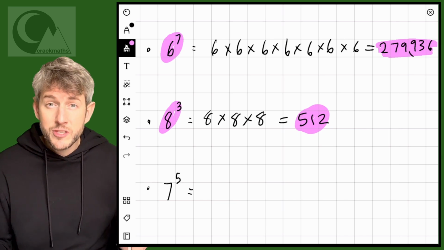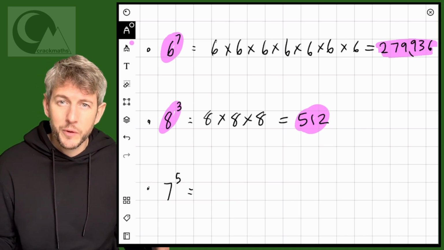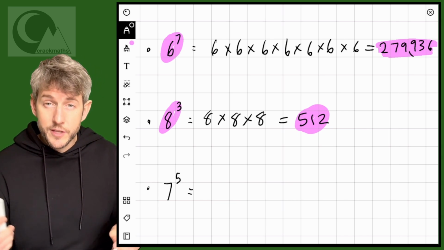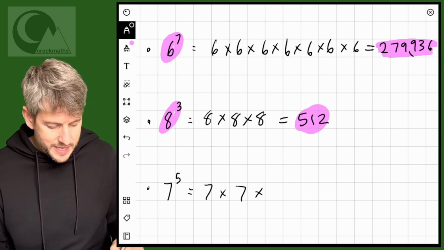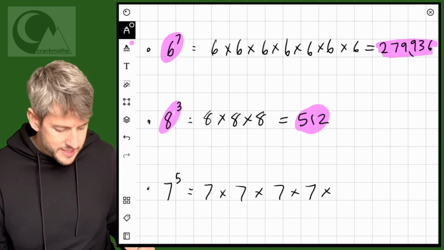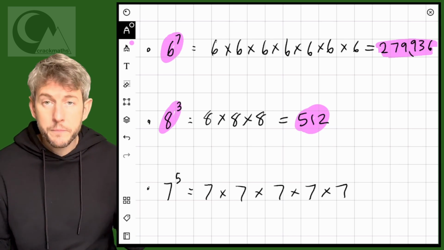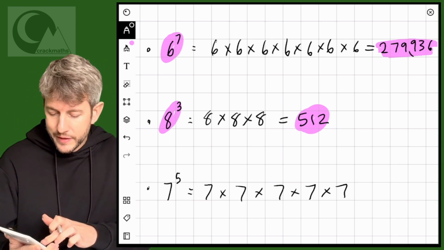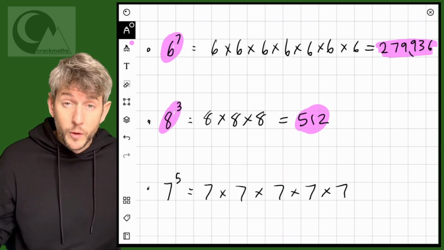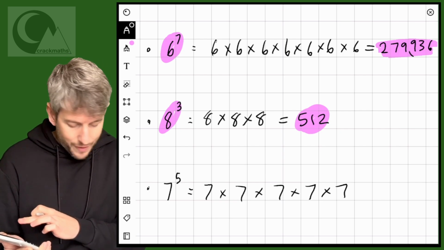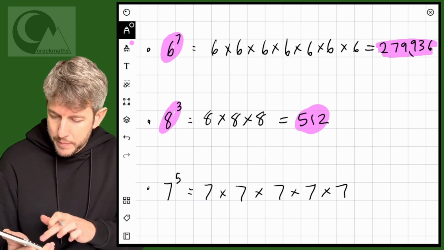Right, 7 to the power of 5. Have a quick think how you're going to work it out. What we're going to do is 7 times 7 times 7 times 7 times 7, 1, 2, 3, 4, 5. And again, I will do that on my calculator. I can either type in 7 times 7 times 7 times 7 times 7, or I can do 7 to the power of 5, which is probably what I'm going to do.